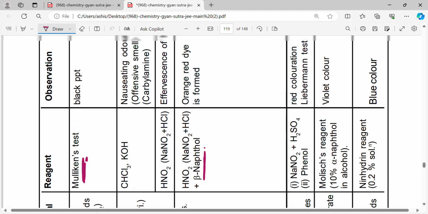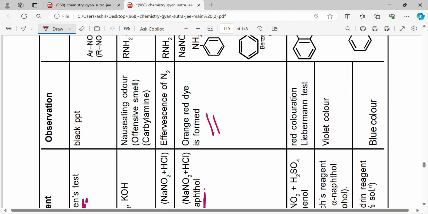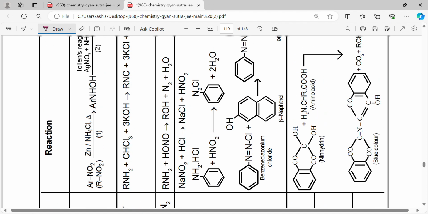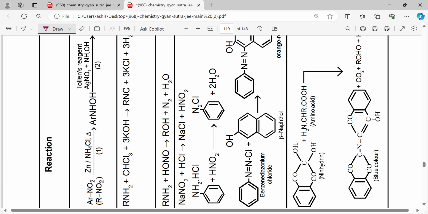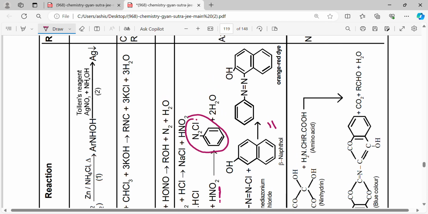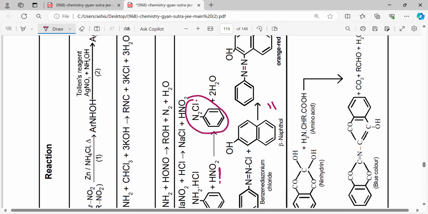Aryl amine we can test through the beta naphthol test. When it reacts with NaNO2 plus HCl, then beta naphthol, an orange dye will form. It's a very important reaction. You have to remember the structure of beta naphthol. And when aryl amine like aniline reacts with HNO2, it will form benzene diazonium chloride. Now this benzene diazonium chloride, when it reacts with beta naphthol, will give an electrophilic substitution reaction.